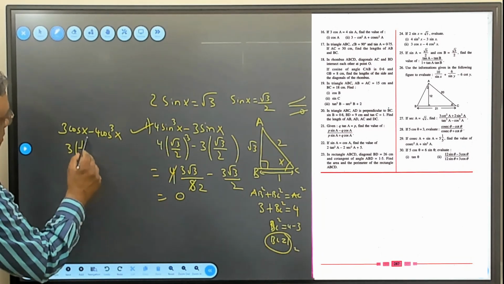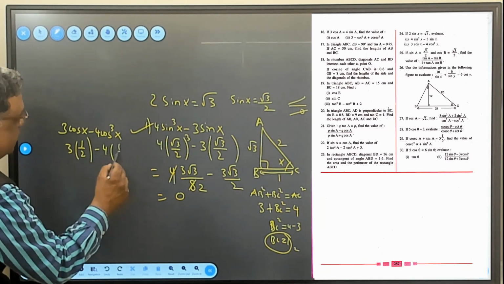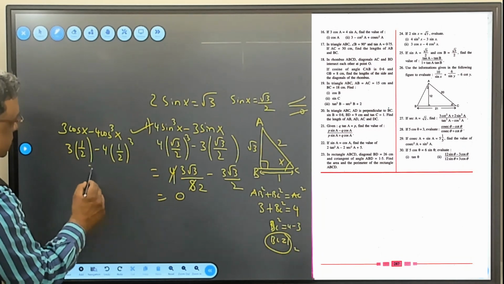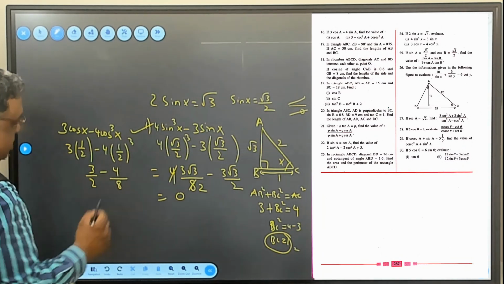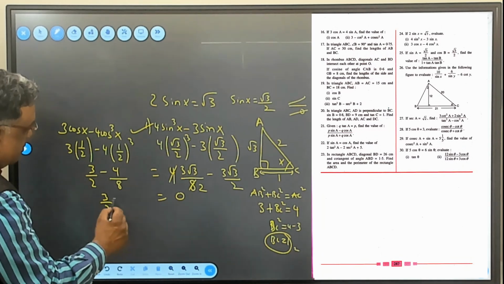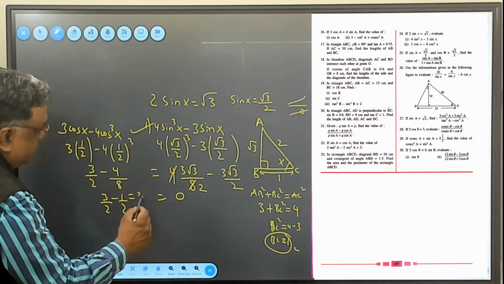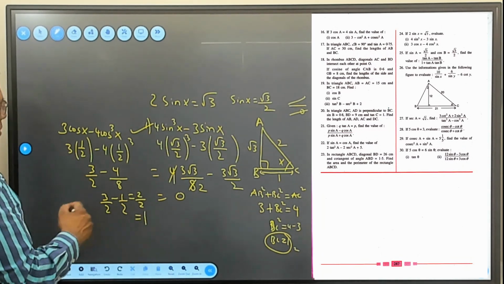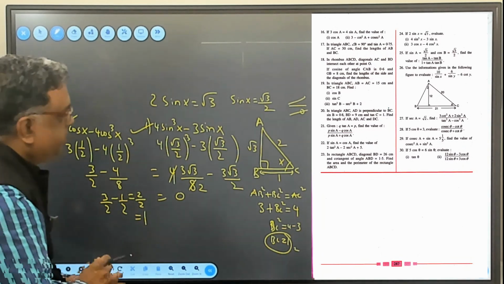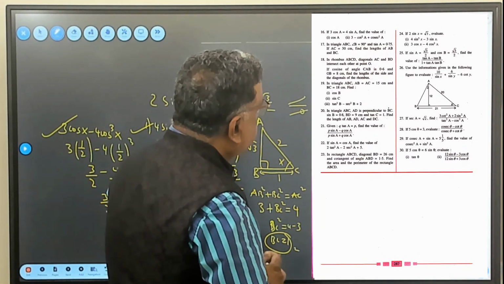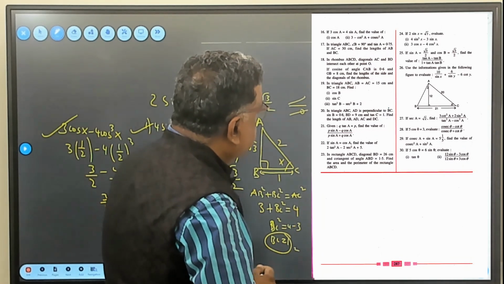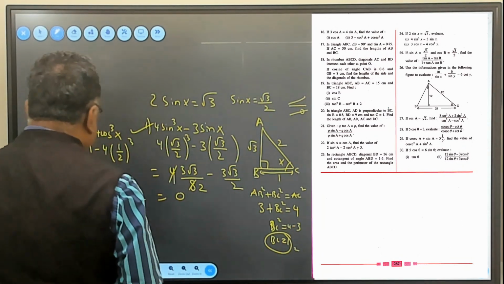3 into 1 upon 2, minus 4 into 1 upon 2 whole cube. So 3 by 2 minus 4 upon 8. So 3 by 2 minus 1 by 2, that is 2 by 2, that is 1. So this value also we can find out. Next, let us try to do question number 28.